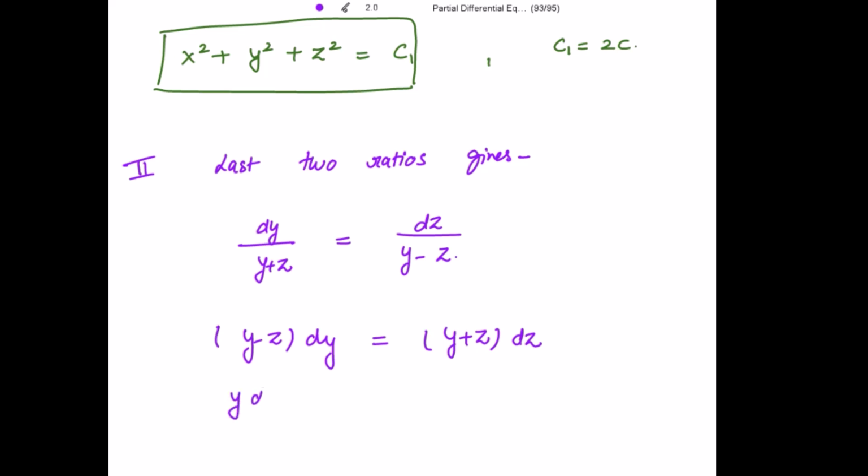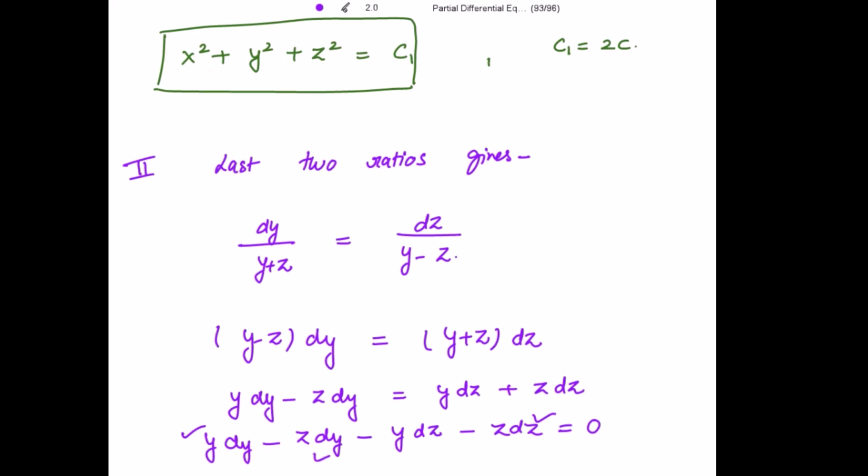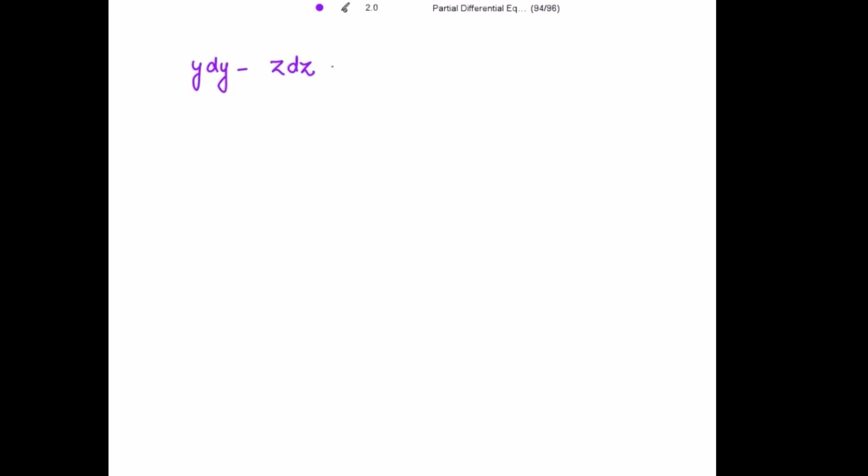Opening the brackets, y dy minus z dy equals y dz plus z dz. Taking everything to the left hand side, we get y dy minus z dy minus y dz minus z dz equals 0. And taking the first and the last term together, that is y dy minus z dz, and the rest of the terms together, minus z dy plus y dz equals 0, right?